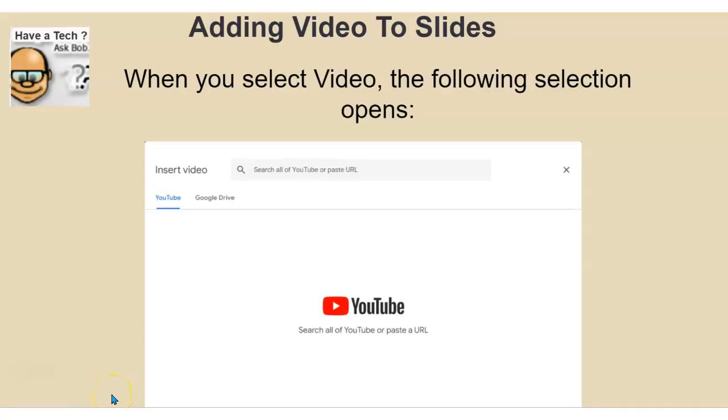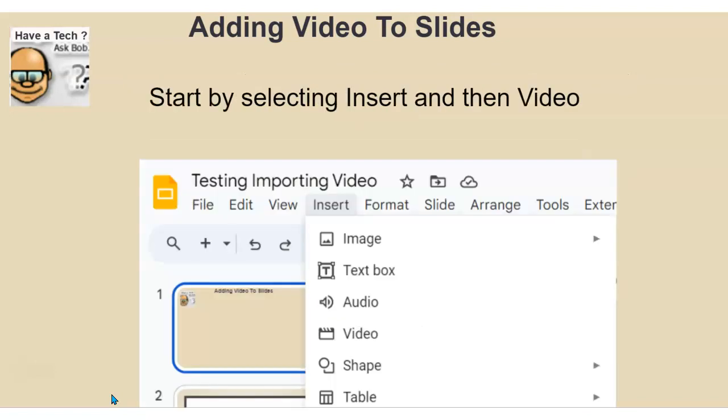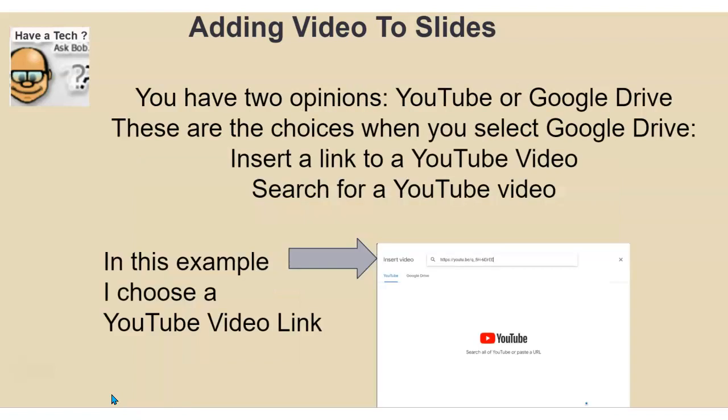Adding video to slides. When you select video, the following selection opens. Start by selecting Insert and then Video. You have two options, YouTube or Google Drive. These are the choices when you select Google Drive.